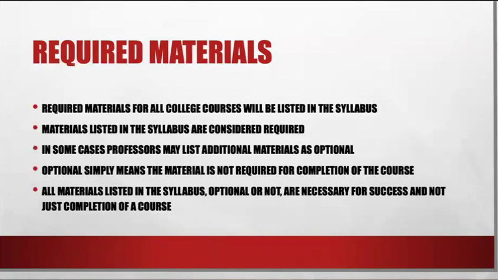All material listed in the syllabus, whether it's optional or not, is necessary for success and not just completion of a course, right? So if you are content making C's, maybe you don't need to do the syllabus, but we don't want to shoot for C's. We want to shoot for A's, right? If you go into a class aiming for a C, you most likely will hit a little lower than that and end up at a D or an F. But if you go in shooting for an A, you probably will get an A, right? It's just the way the mind works.